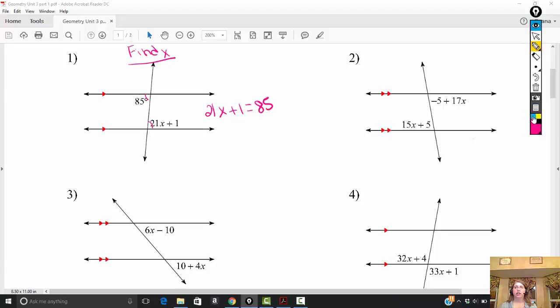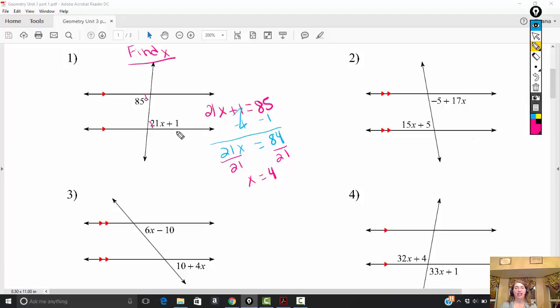If you like to draw the line down the middle, you can draw the line. I'm not really here to teach you to solve differently, just to help you review this. So the first thing I need to do on this one is subtract 1 from both sides. That gives me 21x. This zeroes out, and 85 minus 1 is 84. Our next step is to get rid of the 21, so we're going to divide by 21, and that gives me x equaling 4. So that's just finding x.